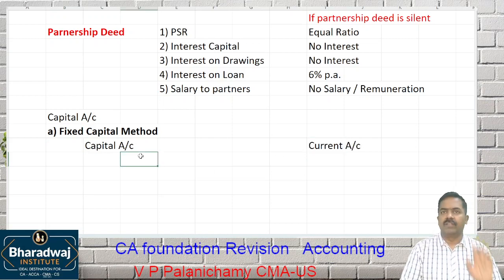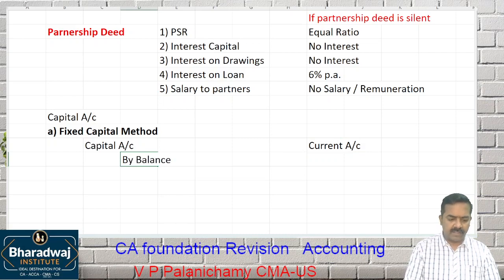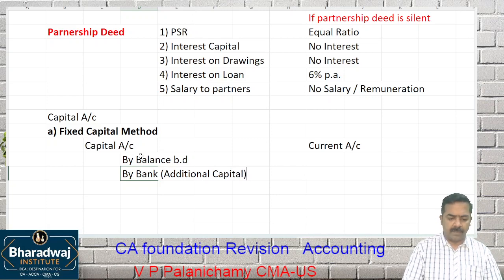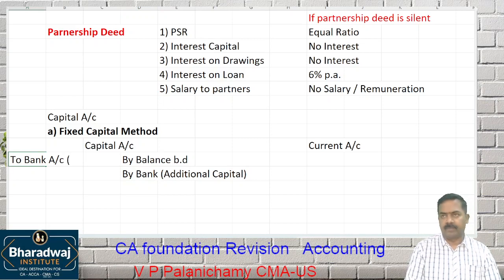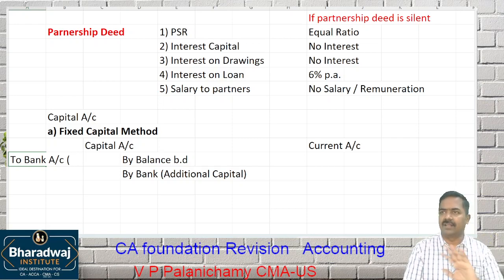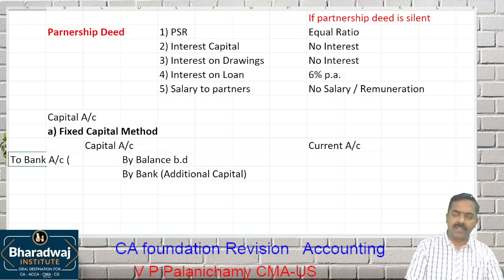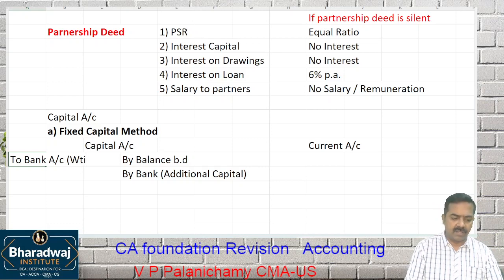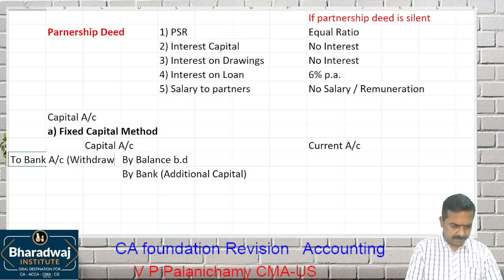In the capital account, what will be there? It will have the opening balance. Then by cash or bank, additional capital. When the partner introduces additional capital, it will come in the capital account. Then to bank account, if the capital is withdrawn. It's not drawings. For example, if you withdraw your profit, salary or interest, it will not come in the capital account. Only when the capital is withdrawn, when you take back the capital or reduce the capital, that will come here. Then the closing balance will be there.